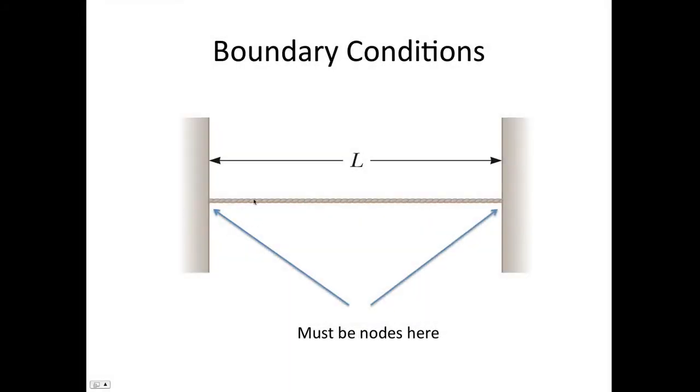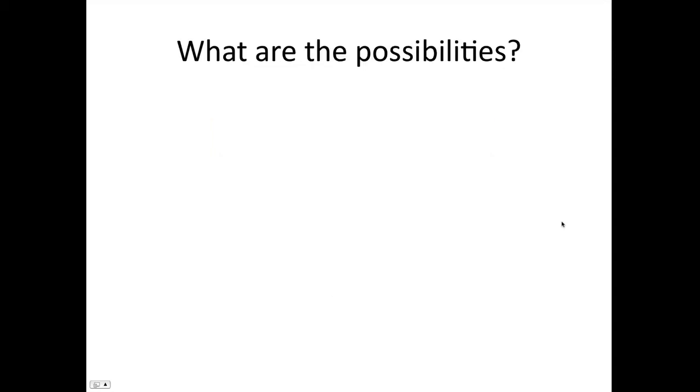Okay, this brings us to boundary conditions. When we set up a standing wave on a physical string, we have to have a fixed end at this point and at this point. So our two ends are fixed, which means that they're not free to move up and down. That necessitates that they are nodes.